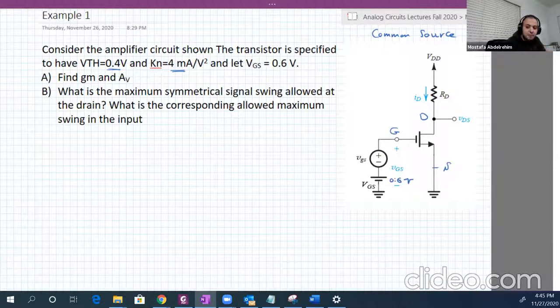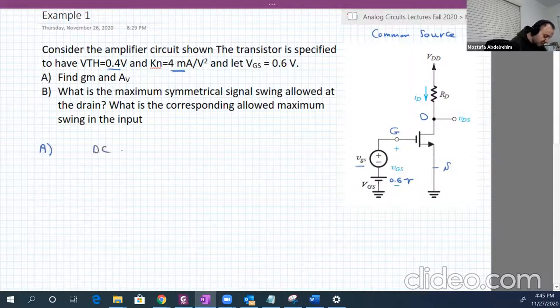How far can we amplify, or how far can this input go? What is the maximum input that we can put? Remember, in amplifiers, we always need to work in the saturation region. We can't just put any input and expect that the output is an amplified version of the input, because we may go to saturation or cutoff, and in that case we will just see clipping or distortion. Okay, so let's start by part A, find gm and Rin.